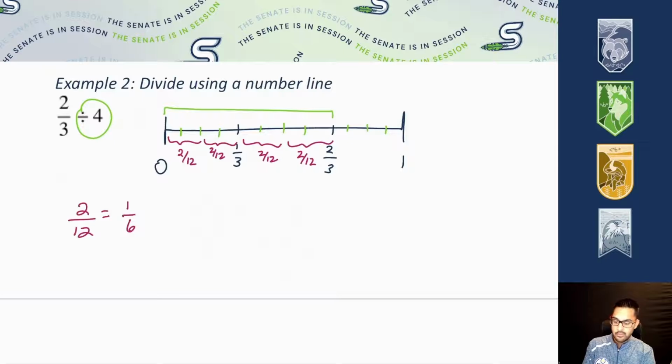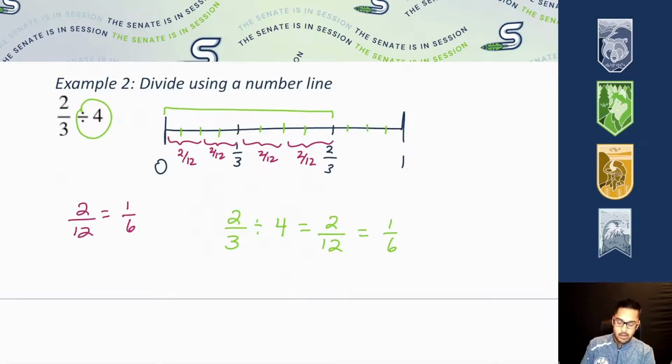Okay, so if I write the full statement, if we start right from the beginning, 2/3 divided by 4 is going to equal 2/12, which reduces to 1/6. Okay, the 1/6 shows how many are in each equal group.